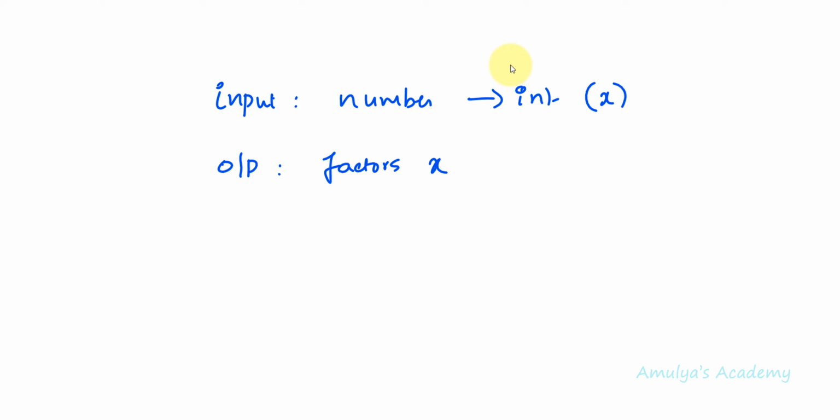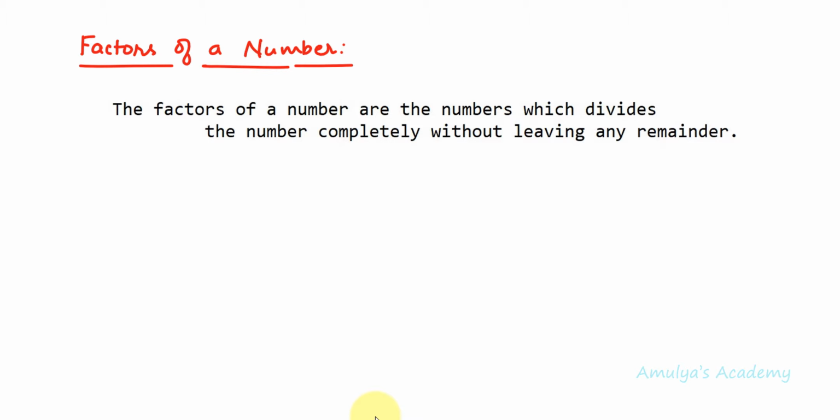Factors of a number. The factors of a number are the numbers which divide the number completely without leaving any remainder. That means when I divide the given number by the factors of that number, I need to get remainder as 0. For example, if I take the input as 12, I want to write the factors of 12. Then I need to write those numbers which divide 12 completely.